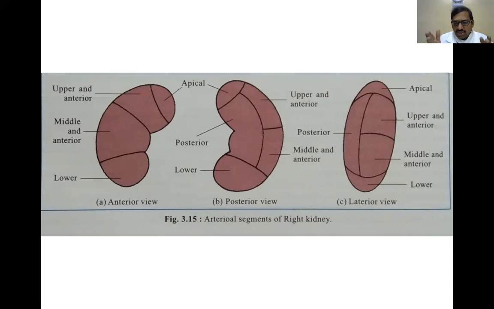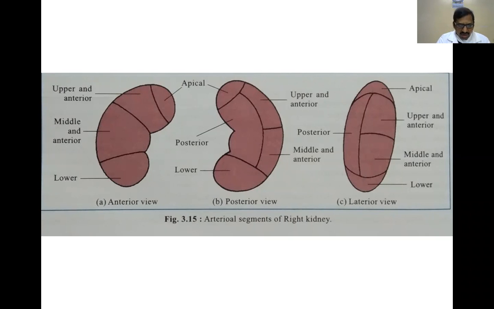Here it is not absolutely avascular, because the veins may be anastomosed with each other. Because of this reason, it is less vascular. That is also another important clinical point related to the kidney.